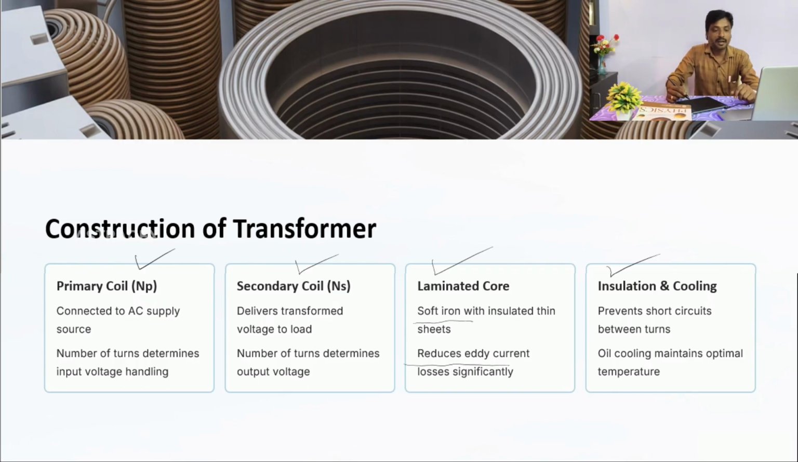Next, insulation and cooling system. Why are we using the insulation? It prevents the short circuit between the primary and the secondary turns. In both the primary and the secondary coil, the wire is wound one over another, so a short circuit is possible. To avoid the short circuit, we are using insulated copper coil. Cooling system: oil is maintained inside the transformer box. It maintains the optimal temperature.